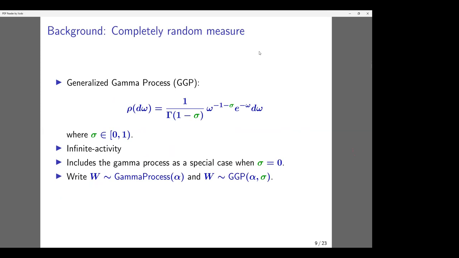Okay, and in particular, the results in the paper are stated quite generally, but I'm going to focus here on just a specific class because we can capture the whole set of behavior of the model. So I will focus on the generalized gamma process, where rho of d omega takes this form. You've got one parameter sigma that I assume to be non-negative here. This leads to an infinite activity completely random measure, which corresponds to the gamma process as a special case when sigma is equal to zero. And I'm going to write W follows the gamma process of alpha if sigma is equal to zero, and W follows the generalized gamma process with base measure alpha and parameter sigma in general.